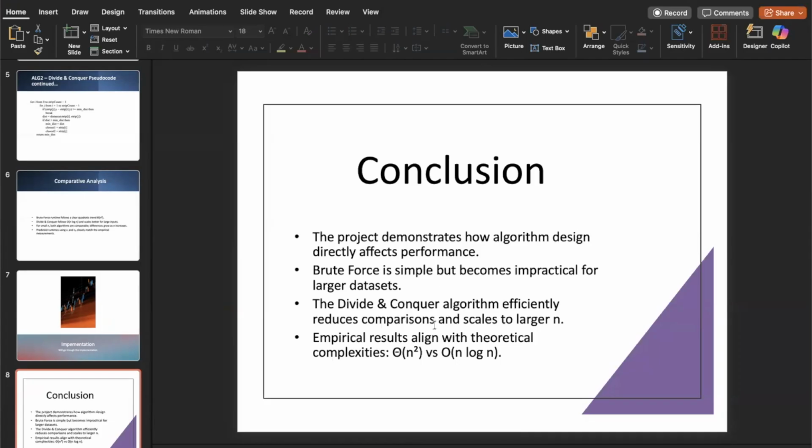for larger data sets, and the divide and conquer algorithm efficiently reduces comparisons and scales to larger n, and the empirical results align with the theoretical complexities, that is theta of n squared and theta of n log n.